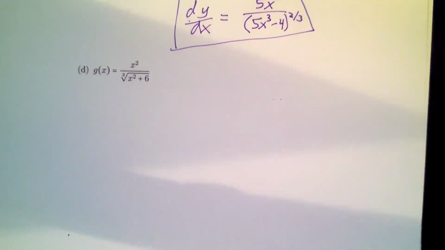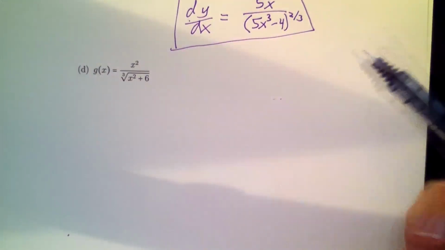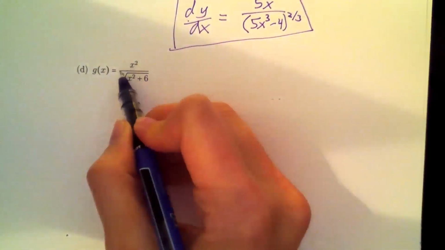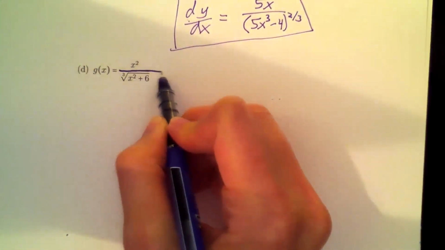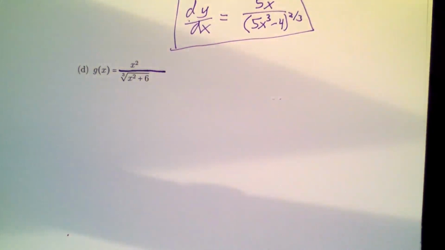Our next problem here is part D. We have a function called g. It's x squared over cube root x squared plus 6. And as always, we have to look at our function and decide what derivative rule would apply to this. Like, what is its general form? When I look at this, it looks like a fraction to me. I have x squared divided by cube root of x squared plus 6.